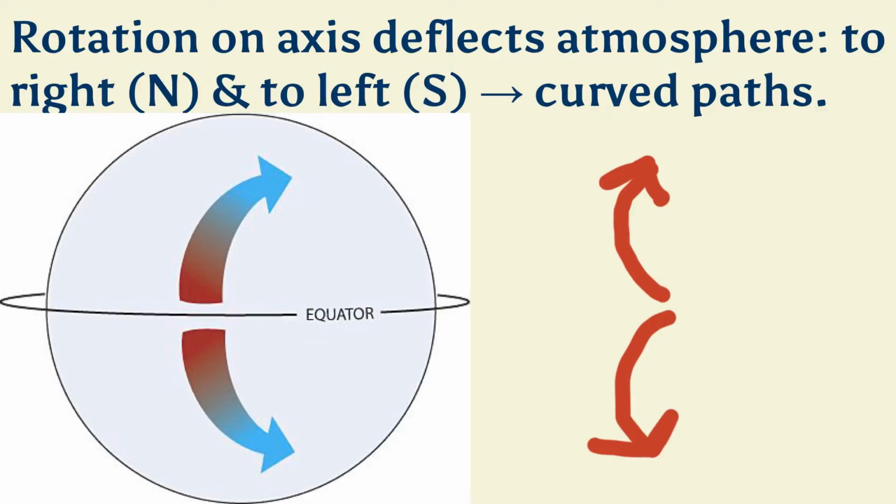Because the Earth does rotate, circulating air is actually deflected. Instead of circulating in a straight pattern, the air deflects towards the right in the northern hemisphere and toward the left in the southern hemisphere, resulting in curved paths. This deflection is what we call the Coriolis effect, named after a French mathematician, Gustave de Coriolis, who studied the transfer of energy in rotating systems.